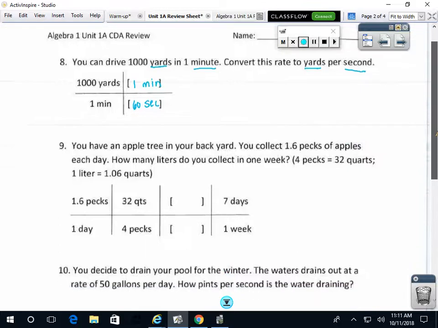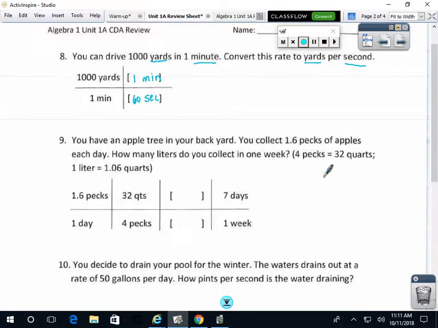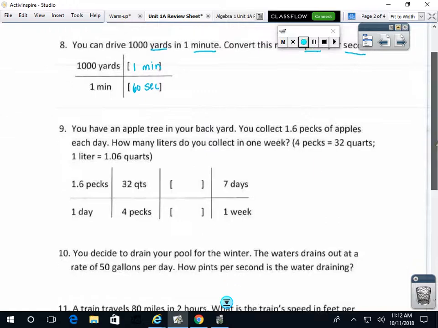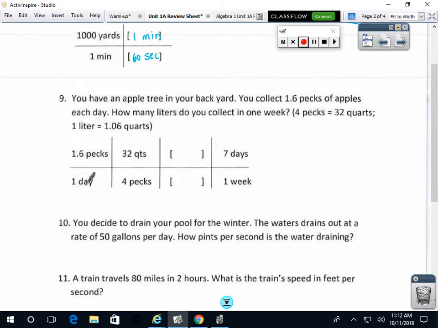Okay, so now let's look at number 9. You have an apple tree in your backyard. You collect 1.6 pecks of apples each day. So see how they started the conversion chain with 1.6 pecks per day because that's how much you can collect? Then since pecks was in the top, they put pecks in the bottom, and they used the info that 4 pecks equals 32 quarts. That was given, so they used it. But we're trying to convert pecks over to what unit? Liters.